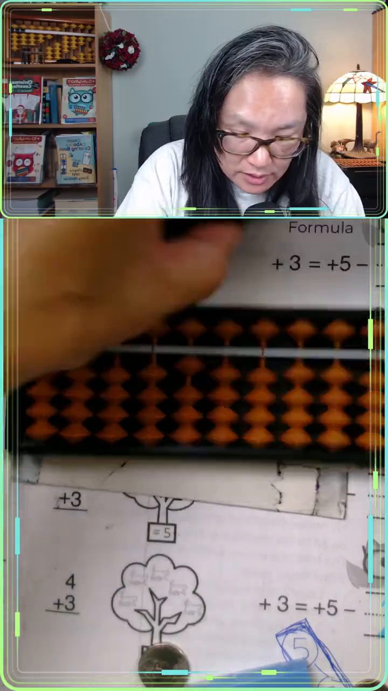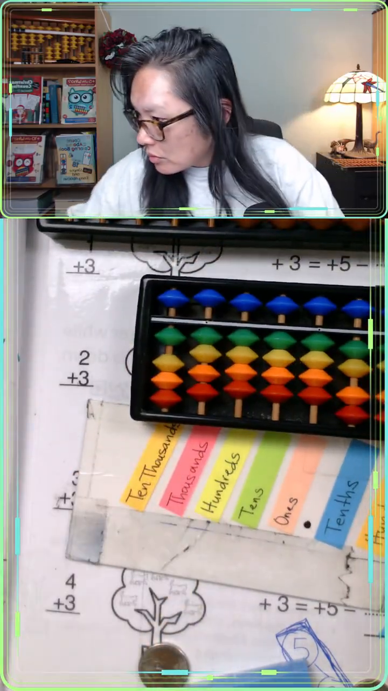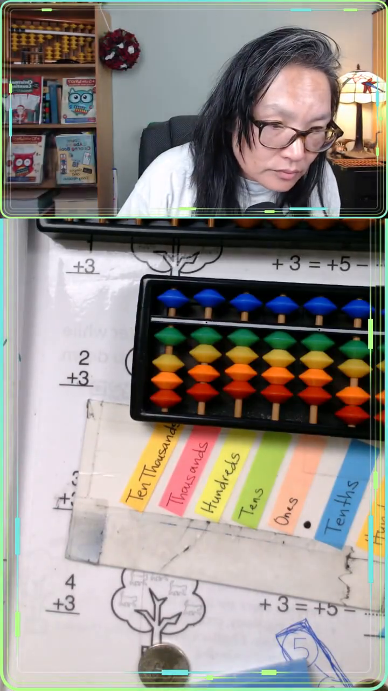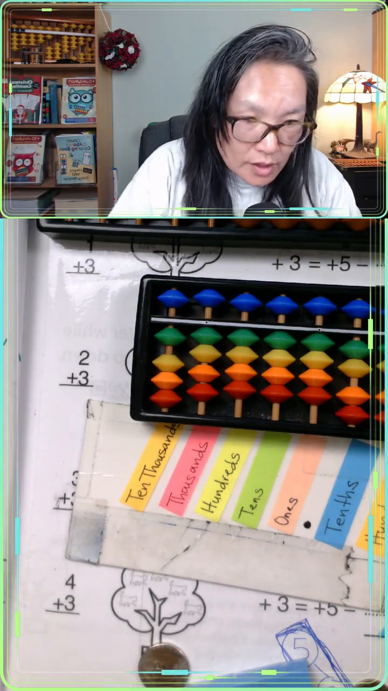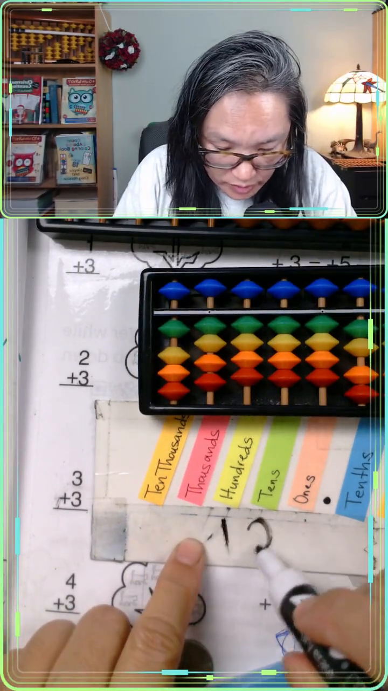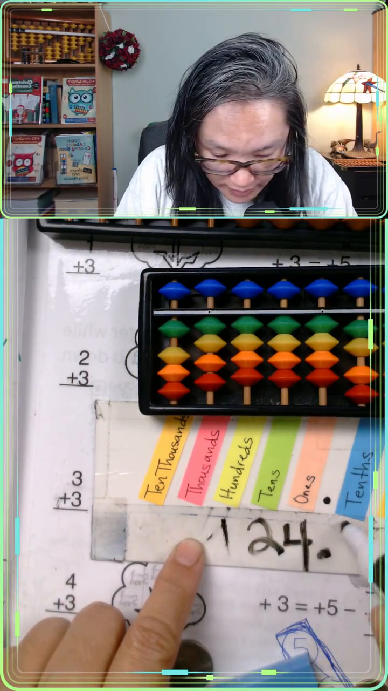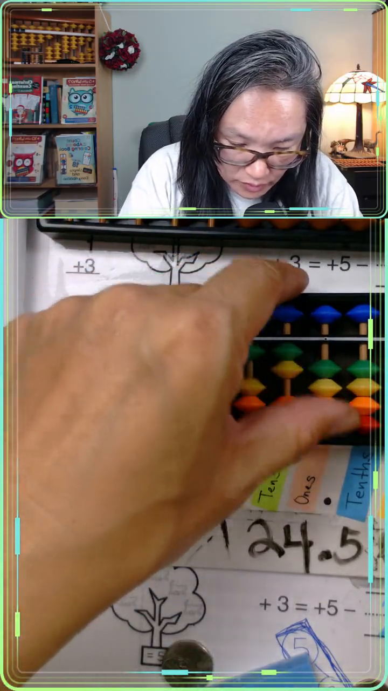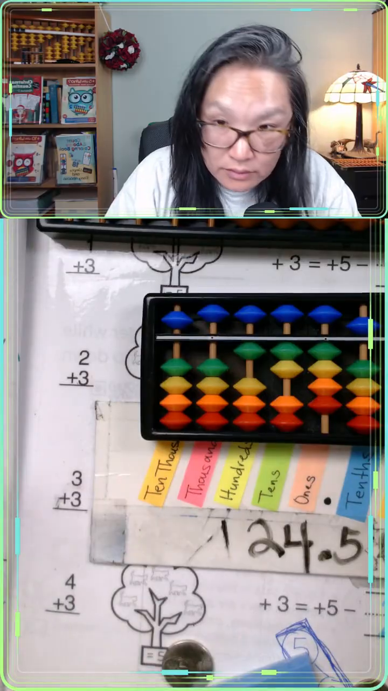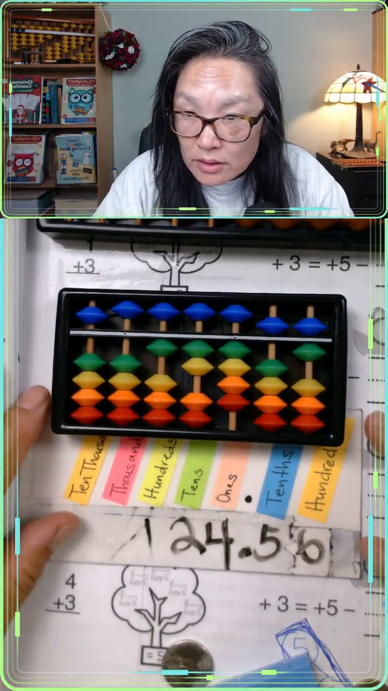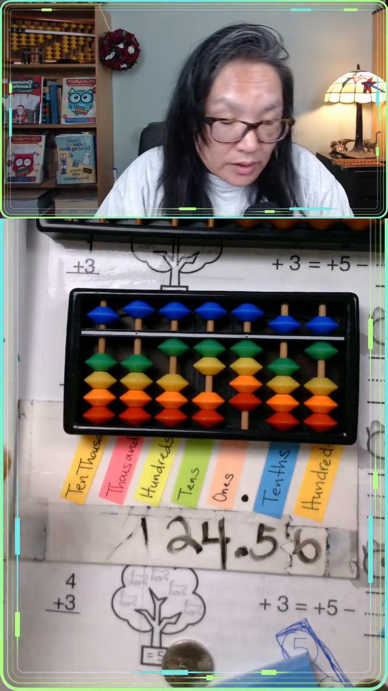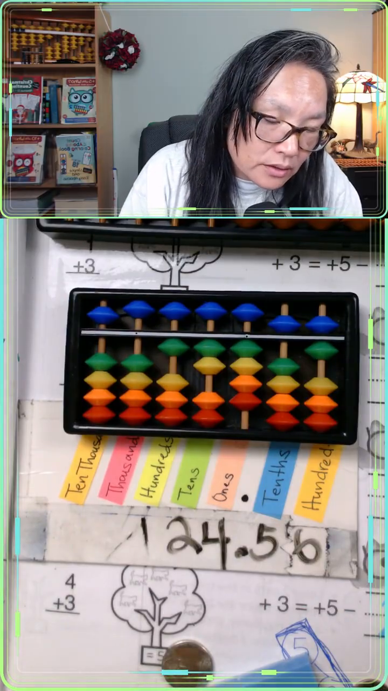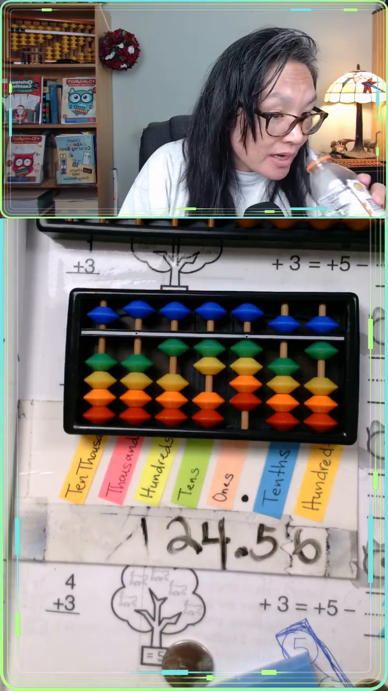So could you show? Yes, I could show. So here's my number, 124.56. That's what it would look like. Theoretically, you could do those.